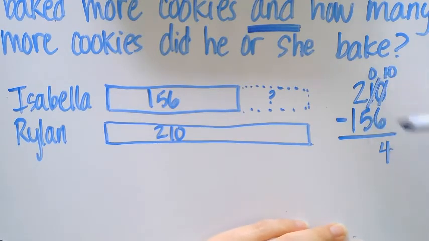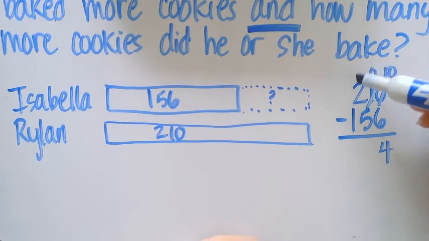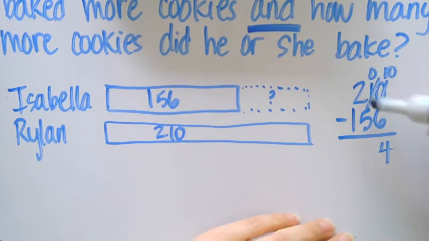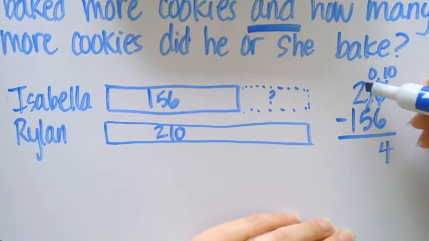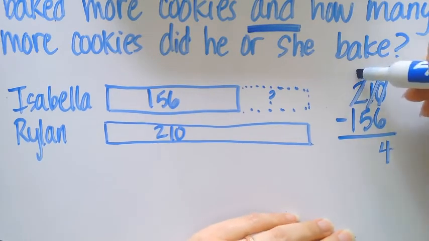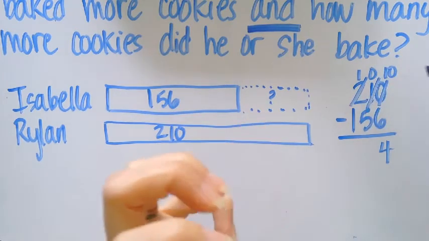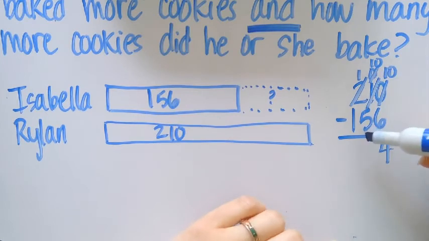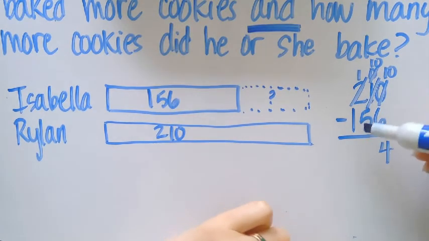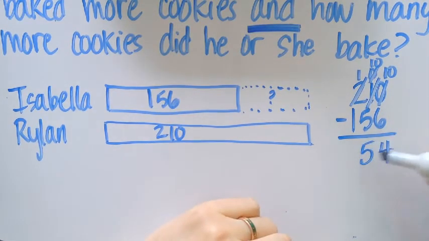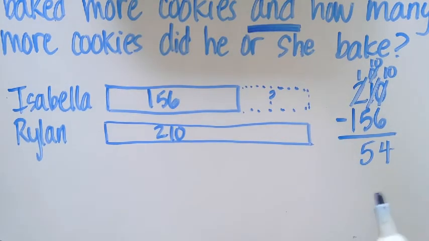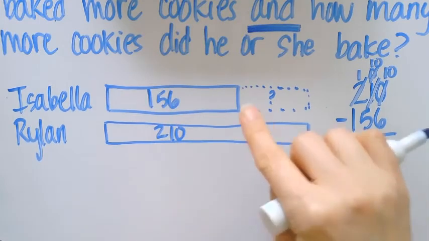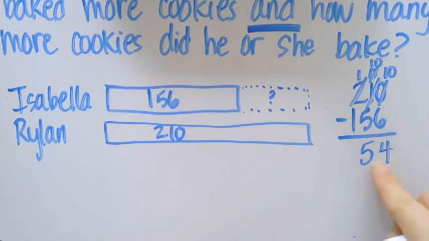Can we take 5 away from 0? No, 5 is greater than 0. So what do we do? We go next door and borrow some more. Can we borrow from 2? Yes, 2 becomes a 1. Take one group of 10, that 0 becomes a 10. 10 minus 5, can we do it? Yes, 10 minus 5 is 5. 1 minus 1 is 0. I'm not going to put a 0 there. All right, so 210 minus 156 gives me 54.